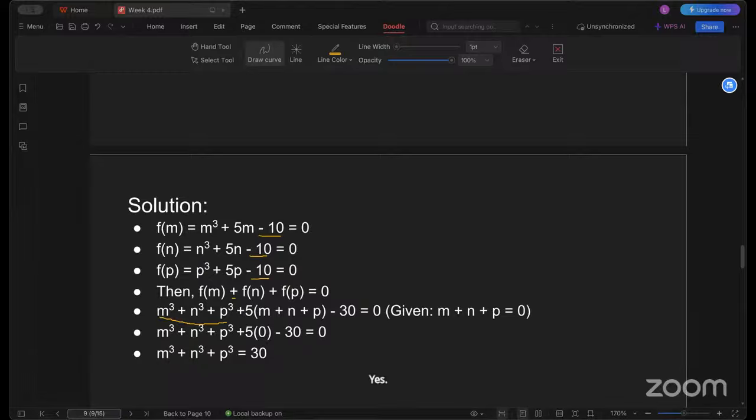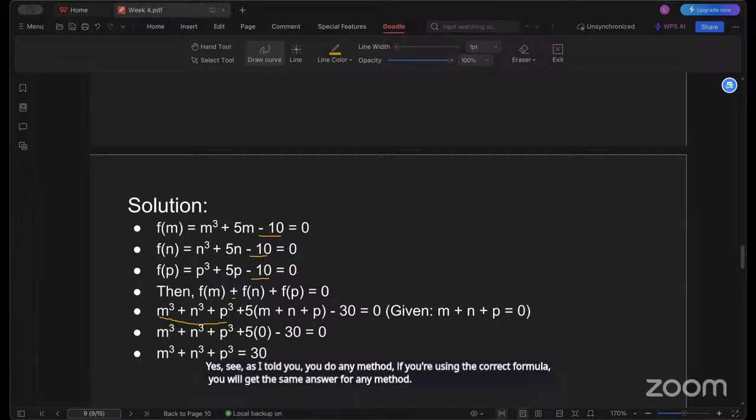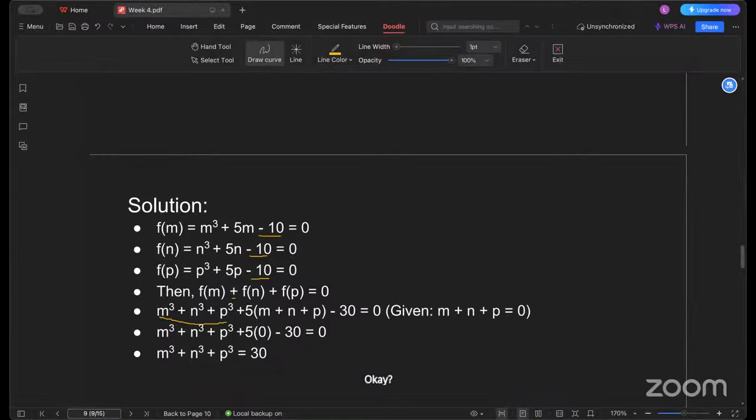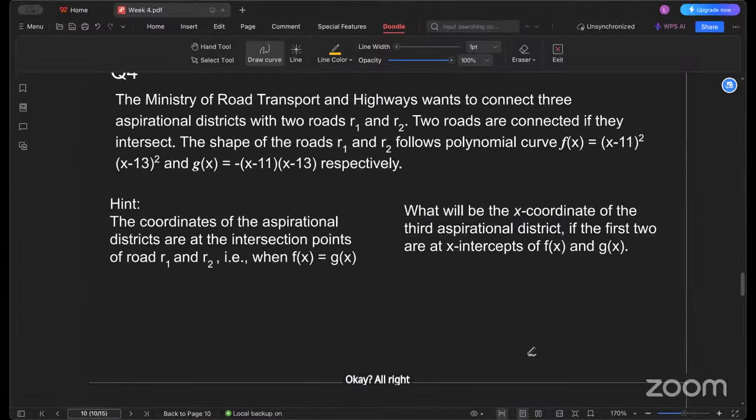Yes, see, as I told you, you can do any method. If you are using the correct formula, you will get the same answer for any method. Use synthetic division, find the roots. That's completely up to you. Okay. All right. So moving to the next question.